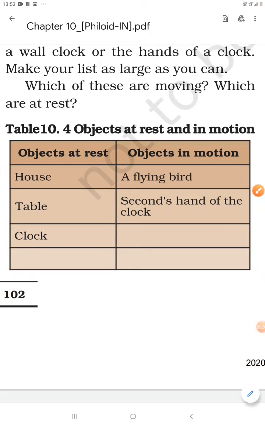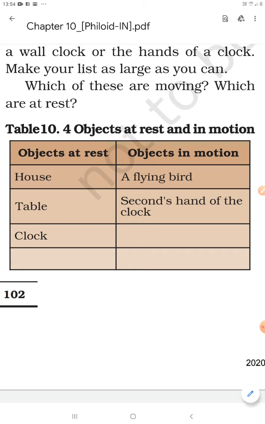Welcome, dear students. We are studying our 10th chapter. The name of the 10th chapter is Motion and Measurement of Distance. We are talking about motion and we are talking about distance as well. How to find out the distance, how can we find the length of any object? We discussed that in our previous video.